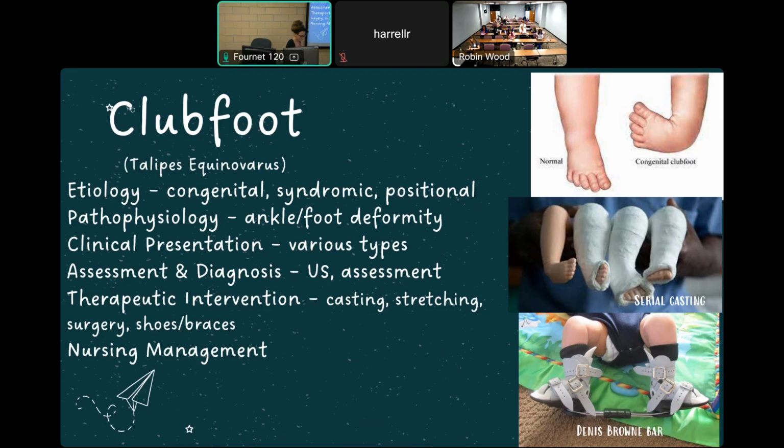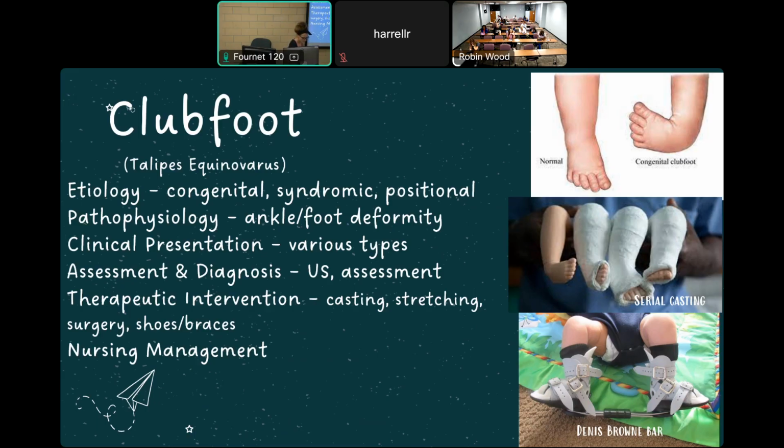But if not, we've usually got obvious assessment findings after birth: very limited mobility, limited flexibility of that joint. Interventions are going to be serial casting, usually 1 to 2 times a week for several months. You can see a picture. Those are not actual children's legs. Kind of freaky looking, but it's just a good picture. It shows the progression.